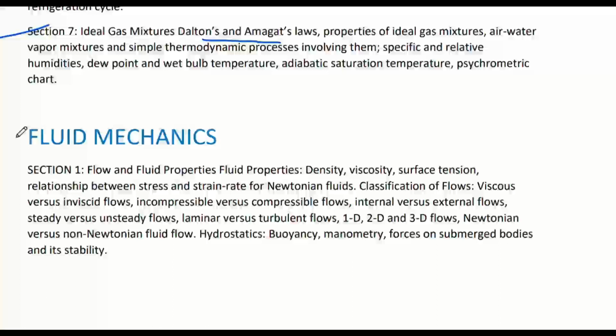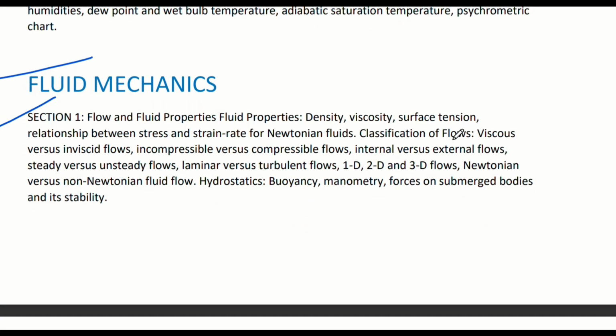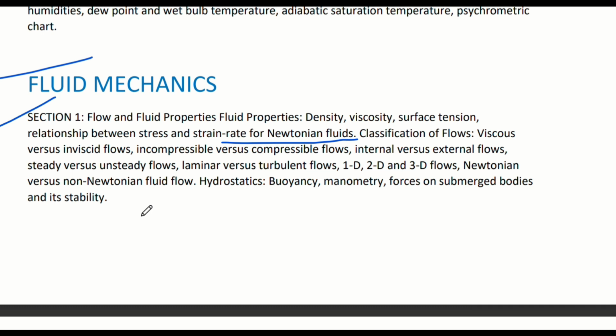Fluid Mechanics. Section 1, Flow and fluid properties: fluid properties, density, viscosity, surface tension, relationship between stress and strain rate for Newtonian fluids, classification of flows, viscous versus inviscid flows, incompressible versus compressible flows, internal versus external flows, steady versus unsteady flows, laminar versus turbulent flows, 1-D, 2-D and 3-D flows, Newtonian versus non-Newtonian fluid flow, hydrostatics, buoyancy, manometry, forces on submerged bodies and their stability.